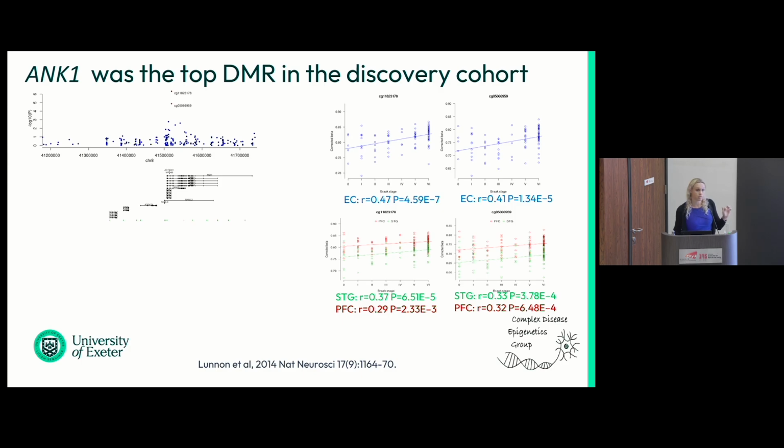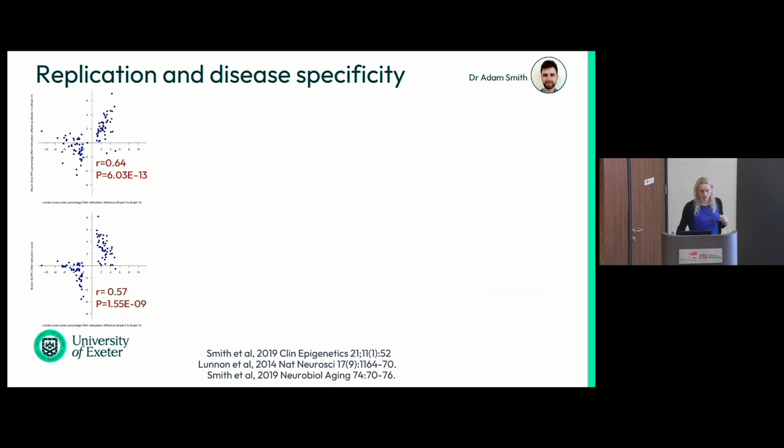So in green, you've got the superior temporal gyrus, and in red, you've got the prefrontal cortex, which is affected slightly later in disease, and we can see the same pattern. And what's really nice is we don't see this at all in the cerebellum, so it seems to be cortex-specific, where we're seeing pathology. As these were the first EWASs to be performed in Alzheimer's disease, and actually some of the first EWASs to be performed in any complex disease of the brain, we had to go on then and replicate this.